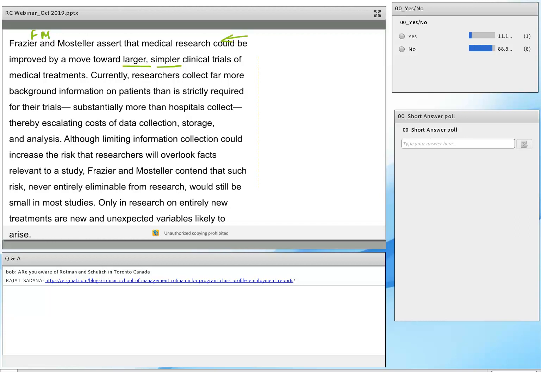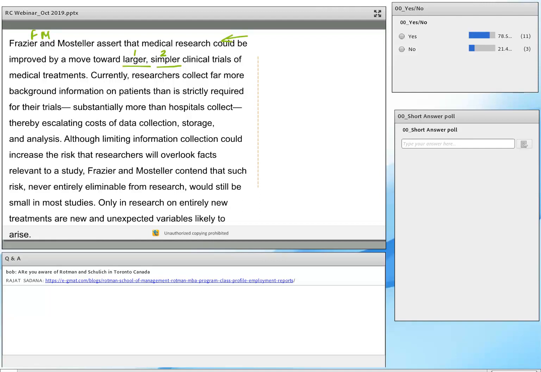Tell me one thing, how many of you were able to get that the author is talking about two things? One is moving towards larger, and the second is moving towards simpler clinical trials. How many of you understood that part? Okay, good. Did any of you have confusion about how these trials can be both larger and simpler? Okay, you did. All right, that's good. So you got that there is larger and simpler.